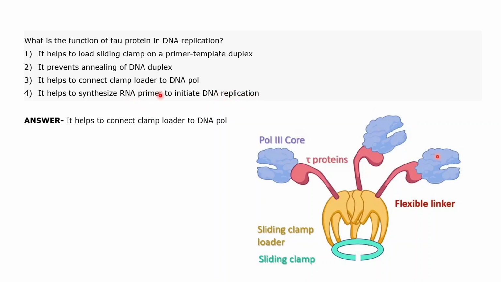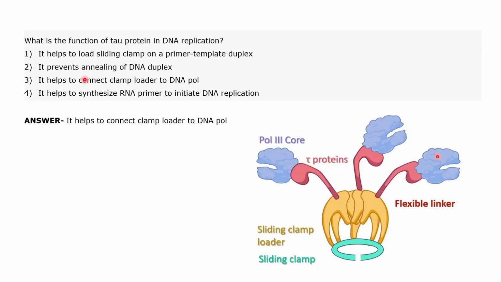And it helps to synthesize RNA primers to initiate DNA replication. This is carried out by a protein called primase, right? So primase helps in the synthesis of RNA primers. RNA primers are involved in initiating DNA replication, not DNA primers. Afterwards, whenever the DNA strand is synthesized, the RNA primers are removed and replaced by DNA nucleotides at that region. So RNA primers initiate DNA replication and are produced by the primase enzyme, right?